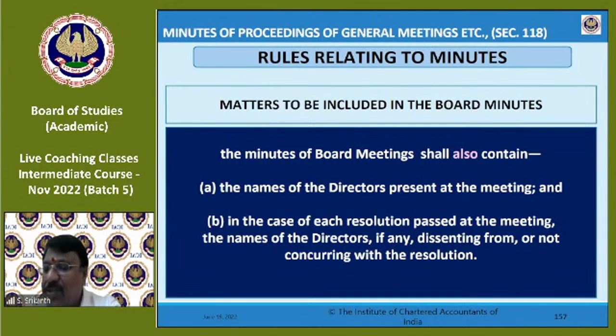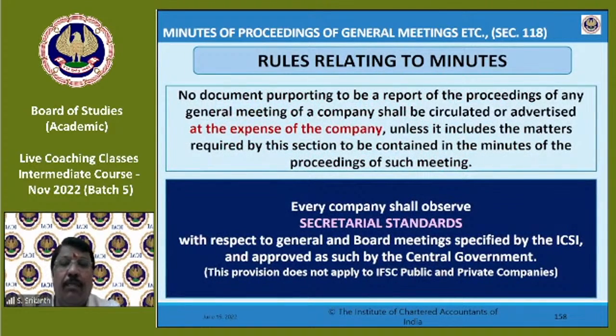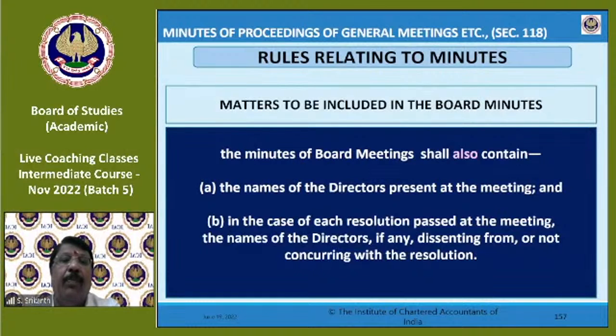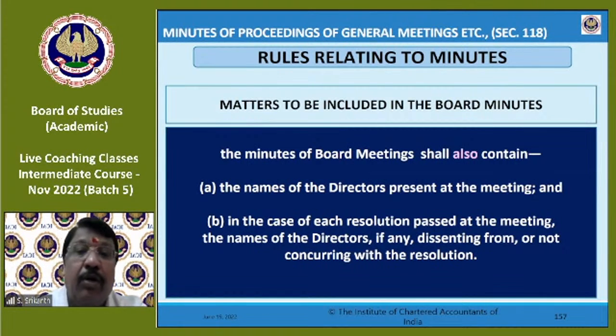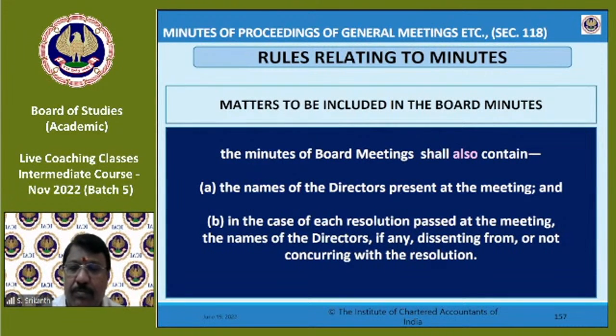I will answer Kiranji's question once I conclude all the points. Right? The minutes of the board meetings to be included, shall also contain the names of the directors present at the meeting. And in the case of each resolution passed at the meeting, the names of the directors, if any, dissenting from or not concurring with the resolution. So they make it compulsory. The section itself says, if there are dissenting directors, you mention their name clearly.